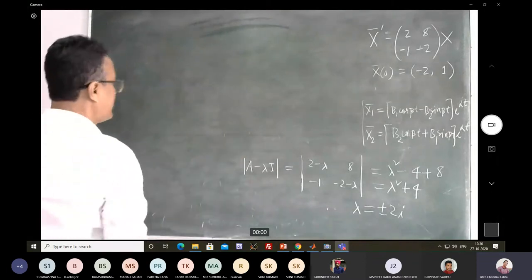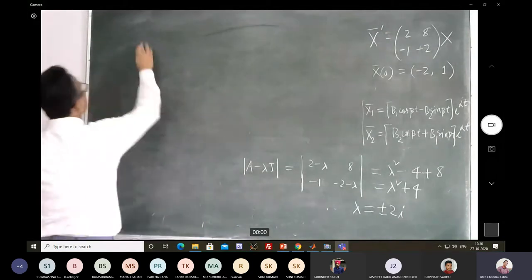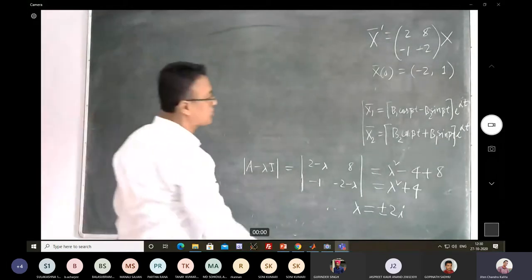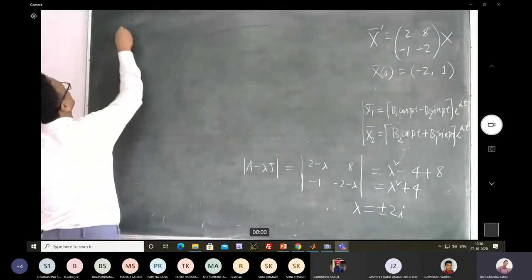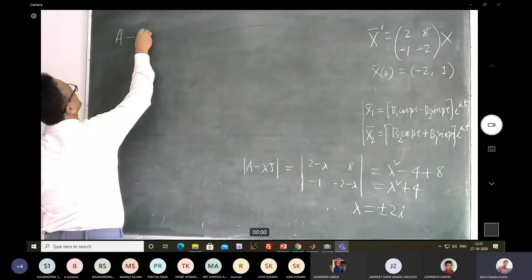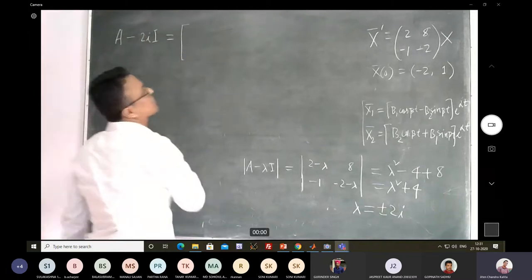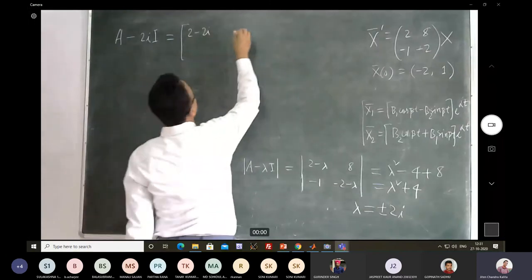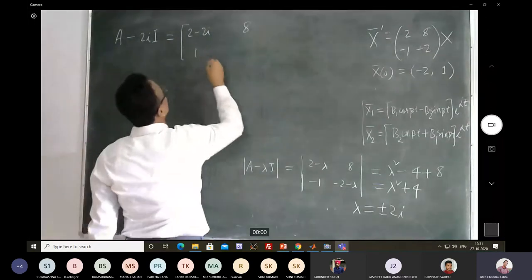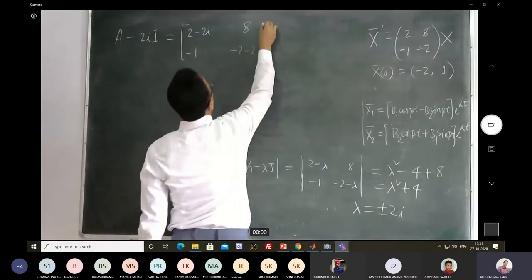So you will see that there are certain tweaks involved with complex roots. If I want to find the eigenvector corresponding to, say, the eigenvalue 2i, suppose I'm concentrating on this, this simply gives me the matrix with entries 2 minus 2i, 8, minus 1, and minus 2 minus 2i.